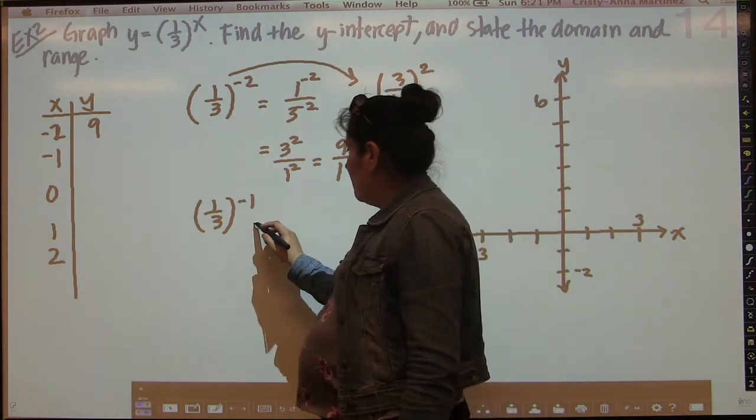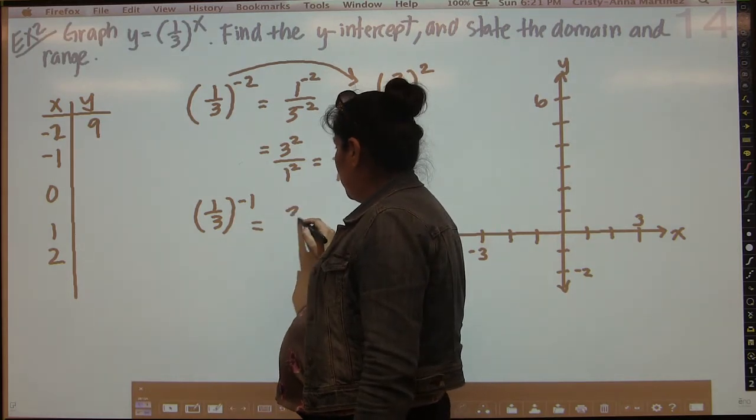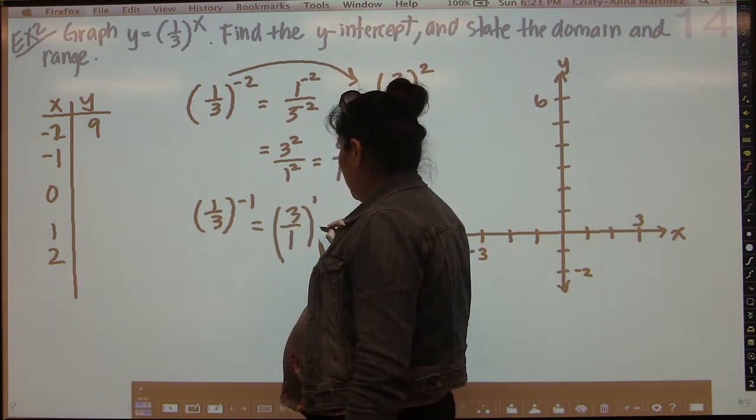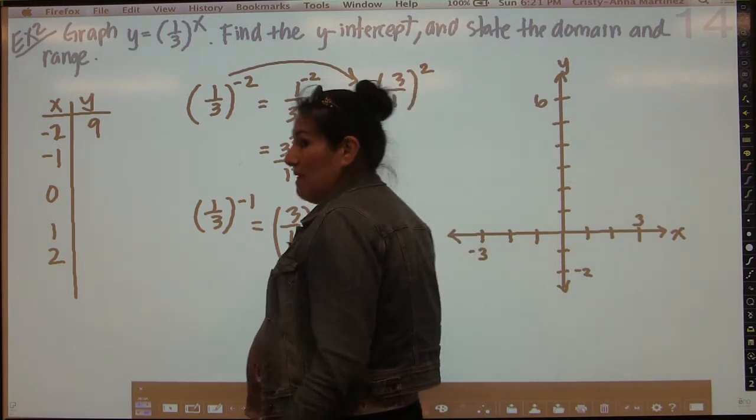So I'm going to use that method for my second one. Instead of distributing the negative 1, I'm going to reciprocate the 1/3 and make that a positive, and then I'm going to get 3/1, or just 3. And that might be simpler.